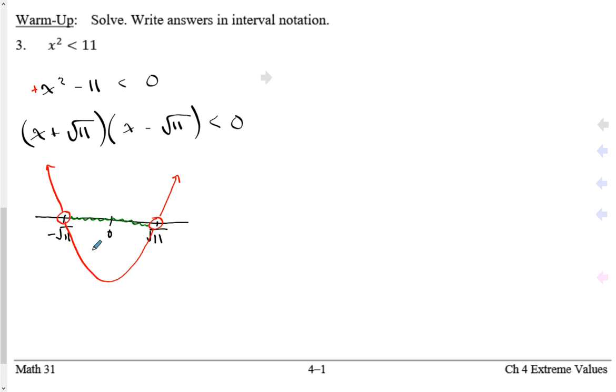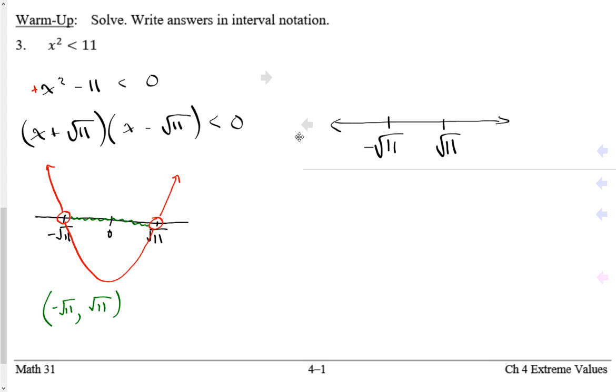So this is how you may have thought this through last year, and we would say that the solution in this case will be from negative root 11 up to positive root 11. And again, we're not including the endpoints because it's less than but not equal to. Well, this is fine for a quadratic, and we know what the graph of a quadratic looks like. But we want to practice something where we don't need to depend on the graph because we're going to be looking at some more complex functions, higher degree polynomials, and also rational functions, and maybe even more complex than that. So here's another alternative for what we could do.